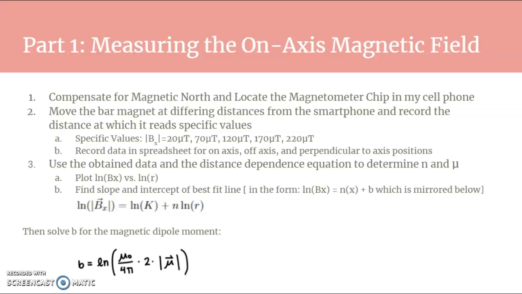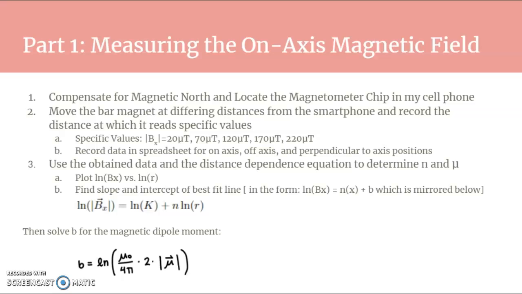We compensated for magnetic north and also located the magnetometer chip on our cell phones. We then moved the bar magnet at differing distances from the smartphone, as I showed here below, and recorded the distance at which it read specific values. The values we looked at were 20, 70, 120, 170, and 220 microteslas, and we recorded this data in a spreadsheet in order to have a better way of modeling it.